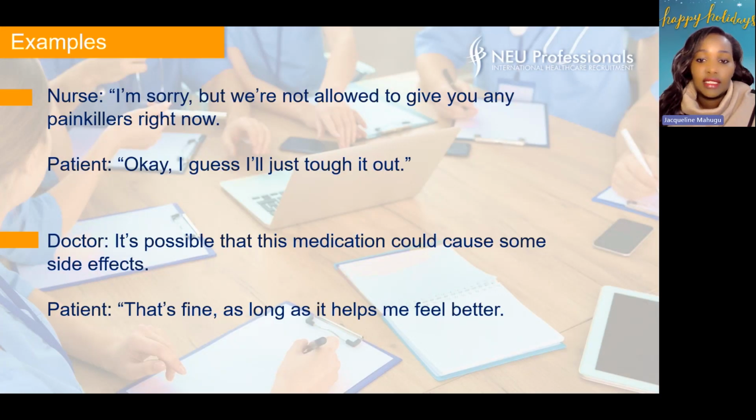Let's see if we can understand implied meaning from these examples. Example 1: "I'm sorry, but we're not allowed to give you any painkillers right now." That is what the nurse says. And then the patient says, "Okay, I guess I'll just tough it out." What would you say is the implied meaning of what the patient is saying, just by looking at how it has been said? What do you think the patient is really saying?